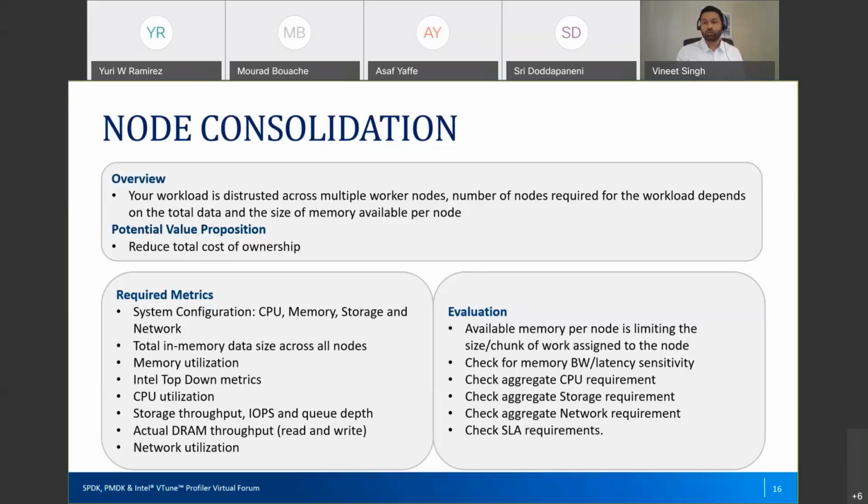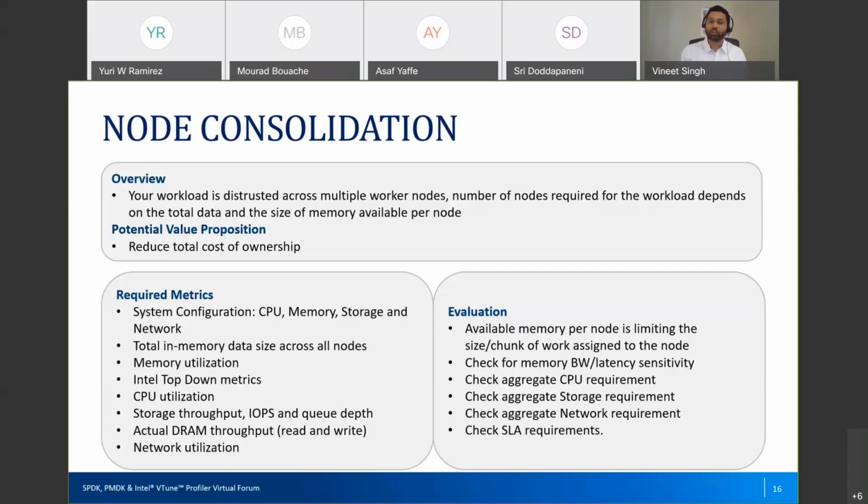The third, fourth, and fifth checks are about when you start assigning a bigger chunk of work to a single node, you want to be sure that other components of the system, the CPU, the storage, and the network, don't become your new bottlenecks. So you should have enough headroom in your CPU in order for it to handle more work. Same goes for storage and network. You can check that through CPU utilization, storage throughput, network throughput, and storage IOPS compared to what the devices available on the system can deliver.